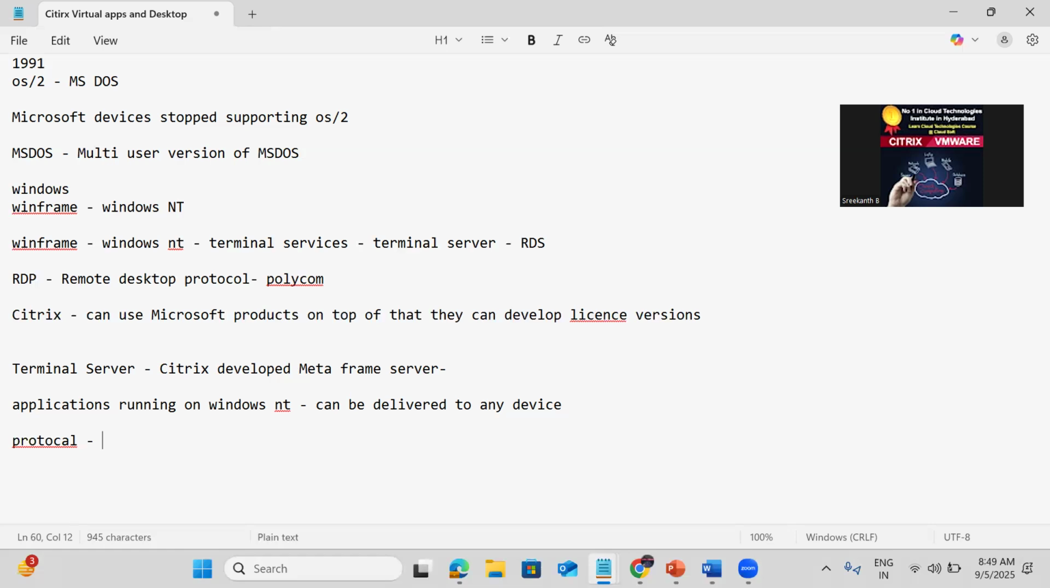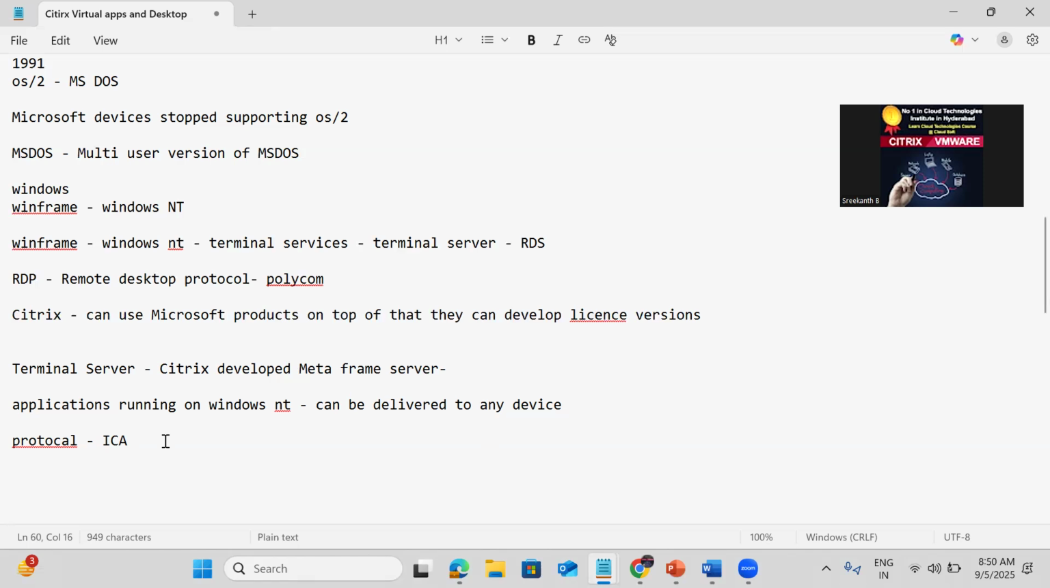Okay, that protocol which Citrix has developed is ICA. So what is the Microsoft protocol? RDP is the Microsoft protocol. Then what is ICA? It's a Citrix proprietary and patented protocol.